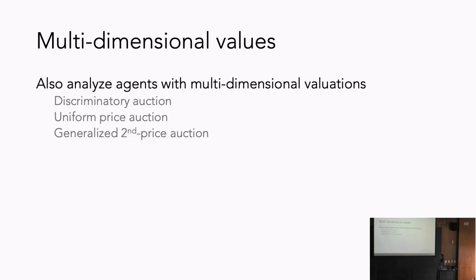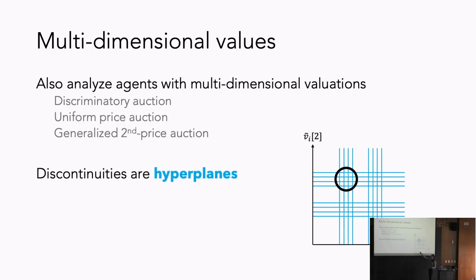And I just want to mention that was the case when the bidders have a one-dimensional value. And what about multidimensional values? This is true in a few of the auction classes I talked about: discriminatory auction, uniform price auction, generalized second price auction. And we do analyze these, and these are more interesting because now we have to think about these utility functions over a multidimensional space. And it turns out the discontinuities are now hyperplanes. And we just have to prove that basically any W ball is not going to intersect with too many of these hyperplanes. So it gets more interesting in higher dimensions.